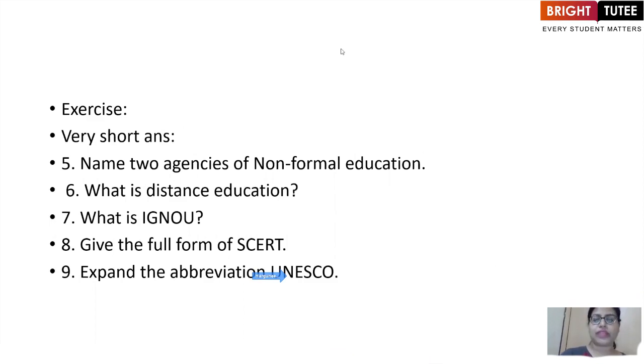Now, at the end of your chapter, there is an exercise, and there are different categories of questions given there. Under the category of very short answer questions, you have question number 5. It says name 2 agencies of non-formal education, where you can talk about open school, distance education. Then question number 6, what is distance education? Question number 7, what is IGNOU? 8, give the full form of SCERT. And 9th, expand the abbreviation of UNESCO.